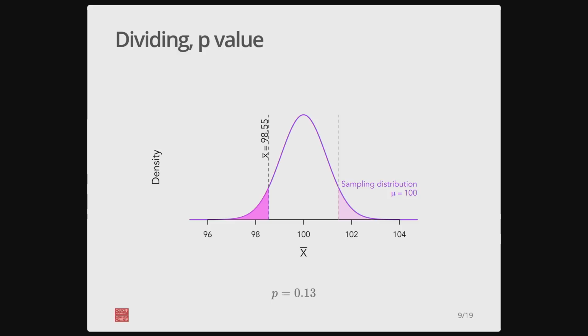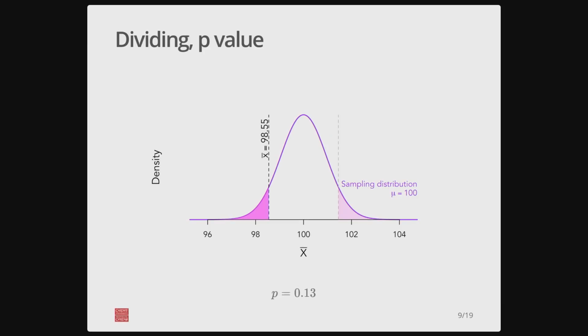Now, if I didn't choose that hypothesis a priori, what I need to do is look at the amount of area on the other side of 100, and so my two-sided p-value ends up being 0.13 here. So that is for this particular data set, that's where we end up.